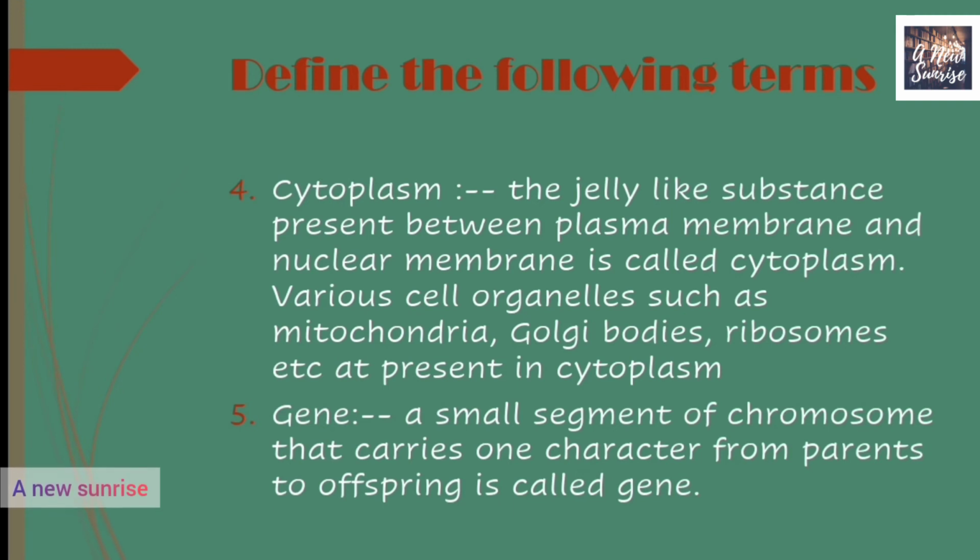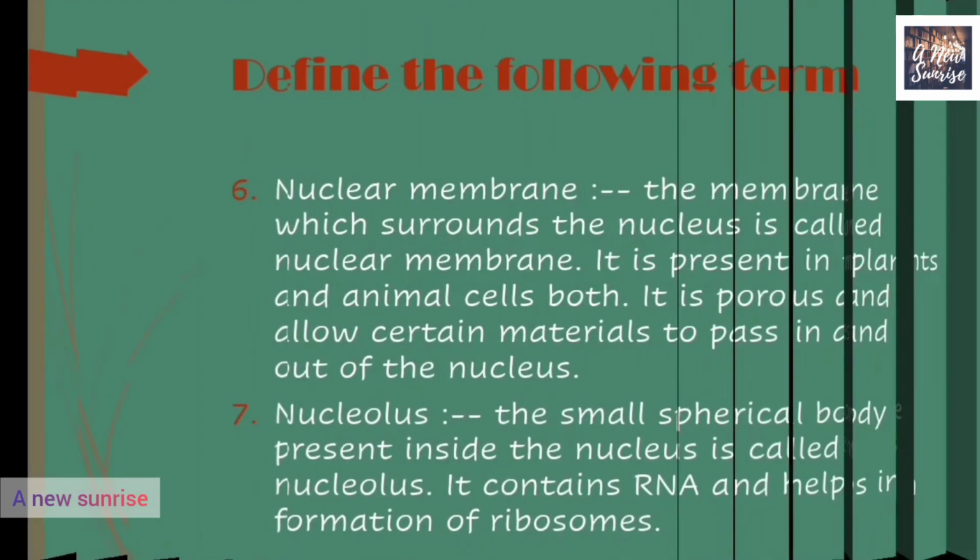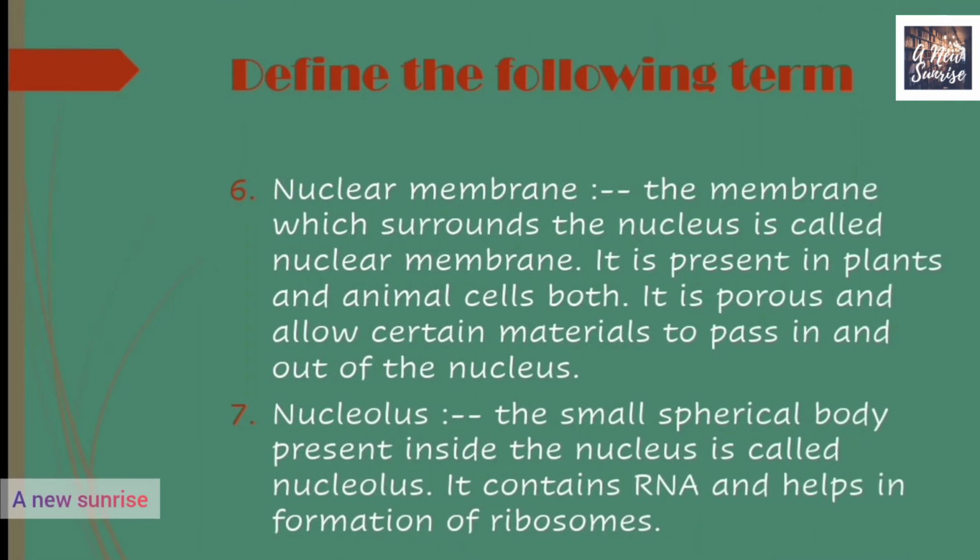Now let us go towards the next term that we have to define. The next term is the nuclear membrane. The membrane which surrounds the nucleus is called the nuclear membrane. It is present in plant and animal cells, both. It is porous and allows certain materials to pass in and out of the nucleus. Nuclear membrane is also known as nuclear envelope.